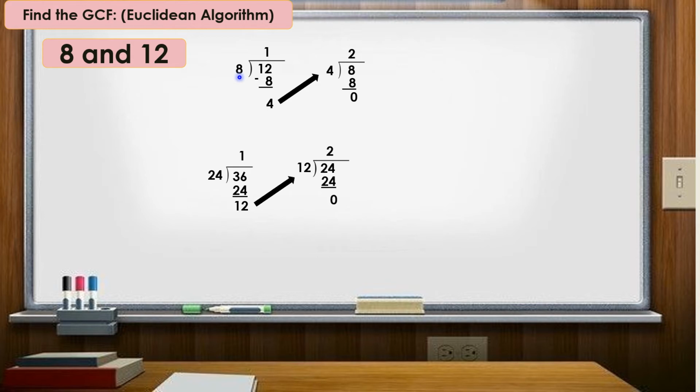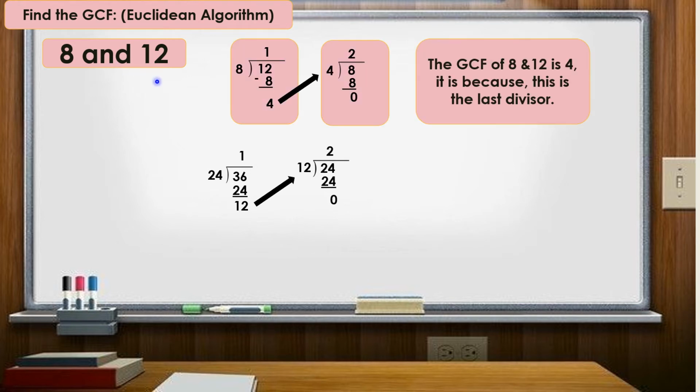You need to watch our past videos, or simply, you need to locate which is lesser and which is greatest. In this part, the greatest is 12, so it will become the dividend, and the lowest is 8, so that is their divisor. Okay. When you achieve no remainder, the final or last divisor is their GCF.